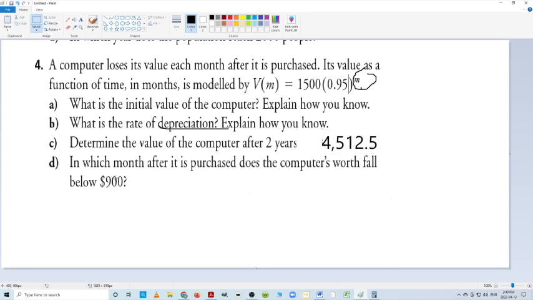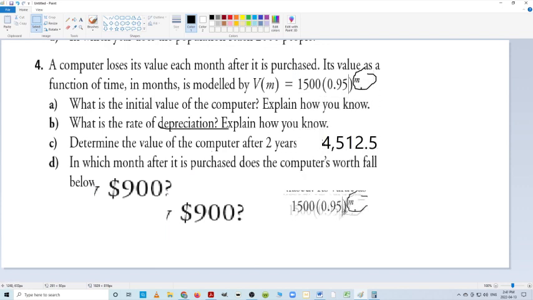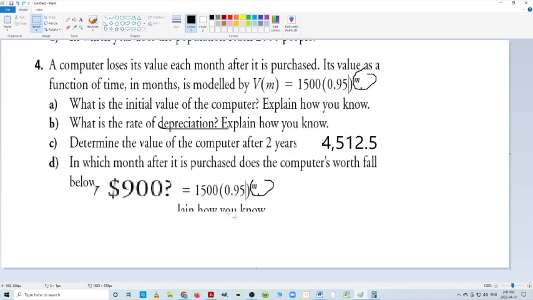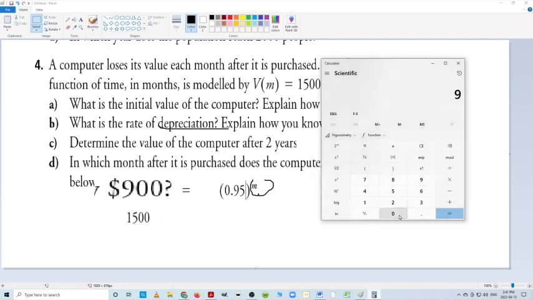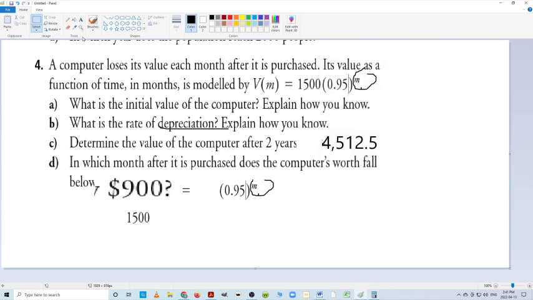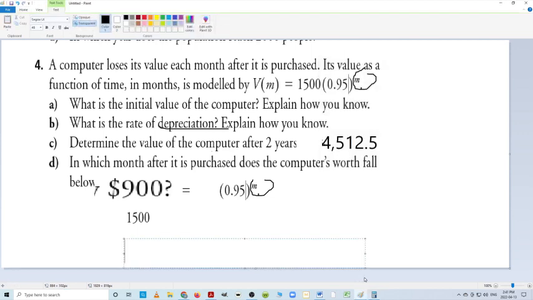In which month after it is purchased does the computer fall below $900? When does it? So this is nice because they only want to know below, so they don't want the exact. But what's interesting, the question is, when will $900 equal this equation? So first I divide 1,500 by both sides. And I get 900 divided by 1,500. And I get this nice little fraction, 0.6. So I got 0.6 is equal to this.